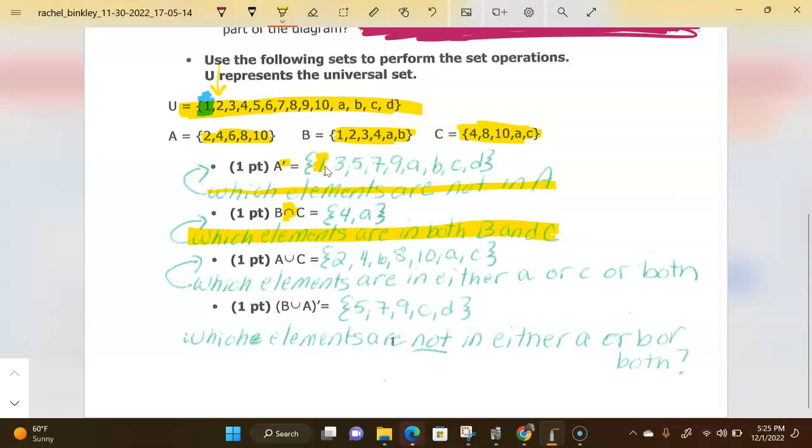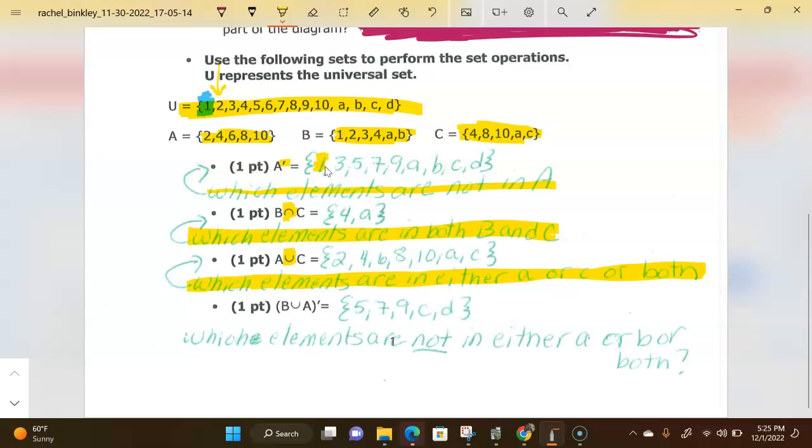All right, the next one has a different symbol. It's not an intersection symbol, it's a union symbol. So we read that as which elements are in either A or C or both. And you normally won't see the "either." They're just in A or C. I just write that in there to help you out a little bit. So it's everything in A and everything in C, except what they have in common, I only need to write 1 time. So both A and C have 4, but I only wrote that 1 time.